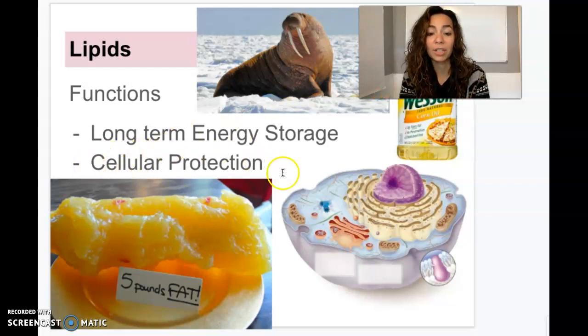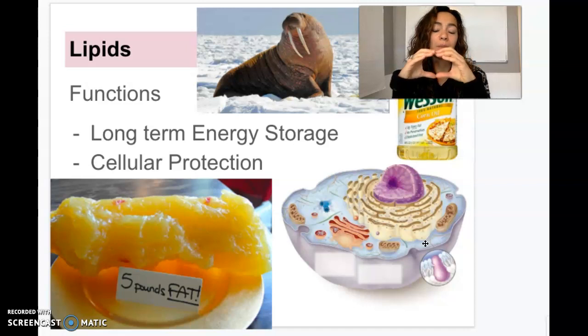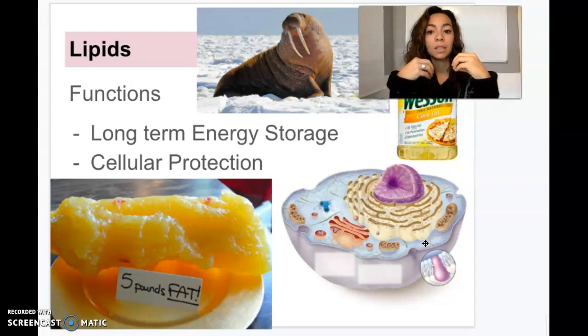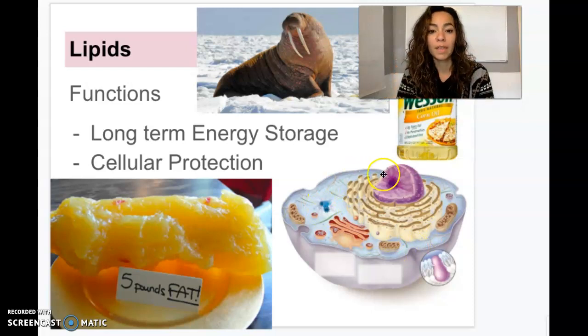Cellular protection. All of our cells, all trillions of them, have a membrane, a cell membrane that surrounds them that is made of lipids. So it's really important that we're getting lipids in our diet so that when we're making new cells, they have fully functioning membranes.